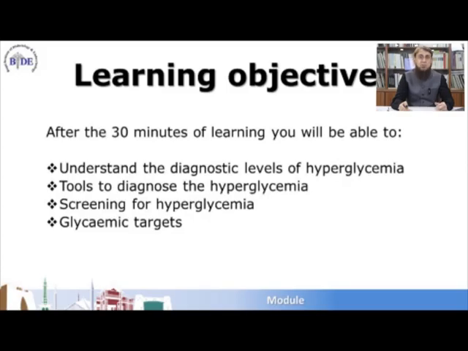So today's learning objectives: after 30 minutes of learning, my objectives are very simple. You will understand the exact diagnostic criteria to diagnose hyperglycemia. I will explain the term hyperglycemia, the tools to diagnose it, how to screen for hyperglycemia, and once someone is diagnosed with hyperglycemia, what the targets of its control will be.